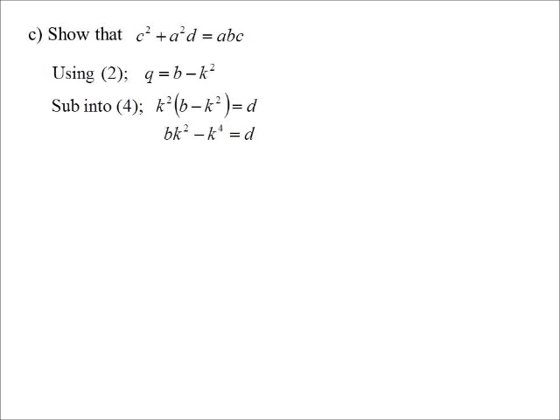Next one, show that C squared plus A squared D is equal to ABC. Well, in the second one, I had that Q was equal to B minus K squared. Subbing that into 4, K squared times (B minus K squared) equals D. I've got to get rid of the K's still. So I've got B K squared minus K to the power of 4. What else have we got? Oh, hang on a sec. In that last one, we said C was equal to K squared A. So I could rewrite that and say K squared is C on A. That gets rid of the K's. Hopefully now I've only got A's, B's, C's and D's. I should be able to rearrange this and get what they're looking for.